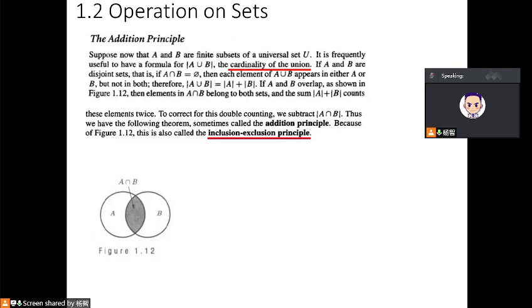Okay, look at this page. Let's talk about the addition principle. Look at this paragraph. Suppose now that A and B are finite subsets of a universe set U. It is frequently used to have a formula for this symbol.